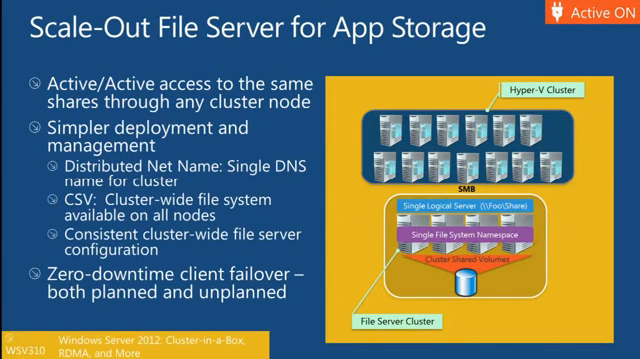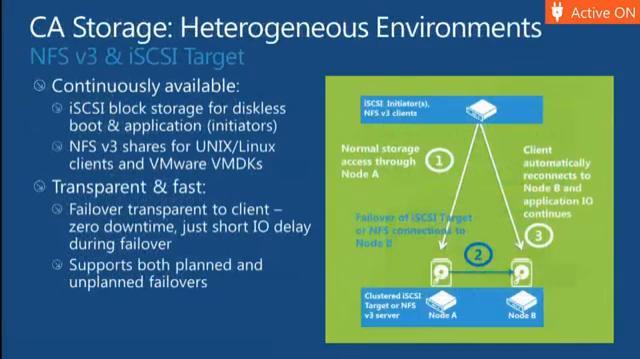Okay, before we leave storage, I wanted to talk a little bit about what we've done for those of you who might have heterogeneous environments. Turns out that most of our customers do. So if you use VMware, if you use NFS or iSCSI, we have something for you too in continuous availability. We took that CA moniker, we went through the work in NFS and the iSCSI target and built continuous availability into both of those protocols.